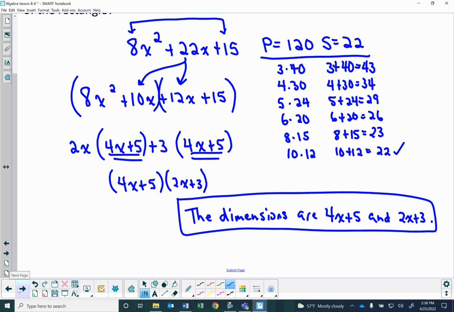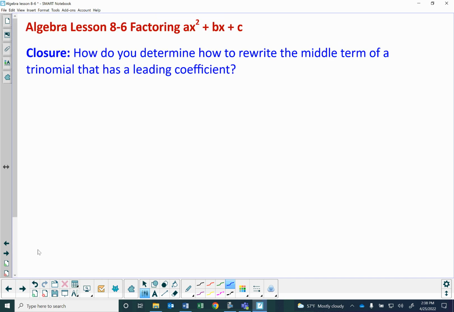And finally, we get to our closure question. How do you determine how to rewrite the middle term of a trinomial that has a leading coefficient? I pretty much told you this about 9 times, so you should have no problem answering that.